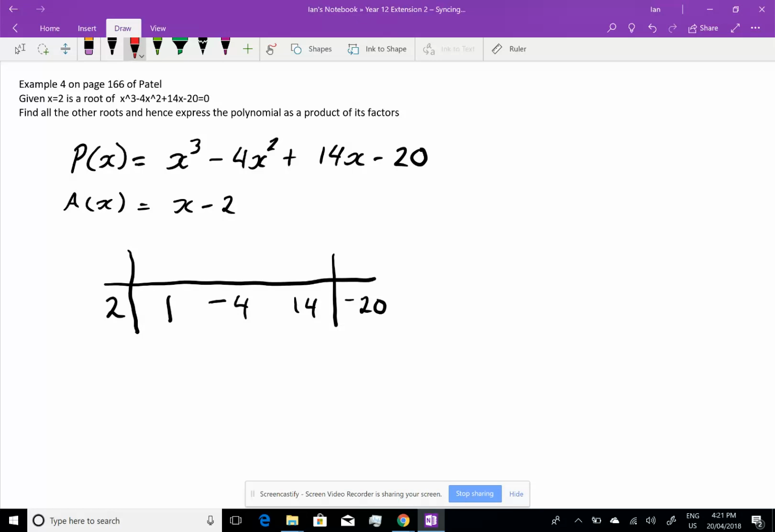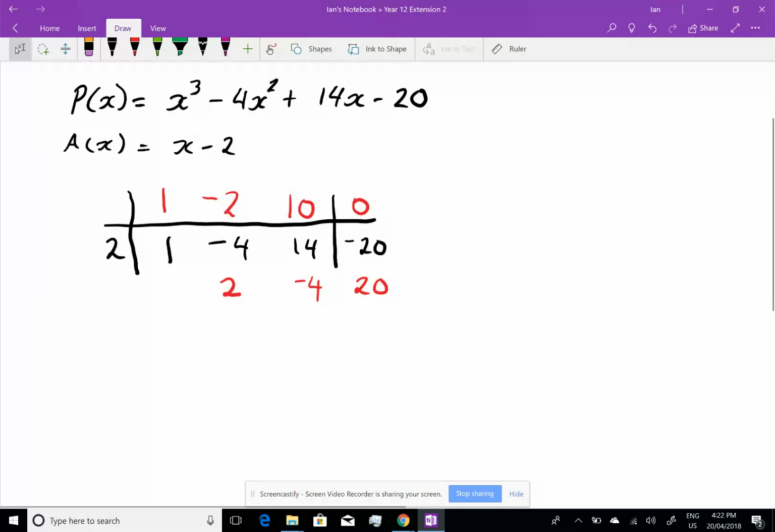Now remember the first coefficient is a 1, and I'm looking at this, which is the constant. It's a remainder. So 1 times 2 is 2. Add those two together and I'll get negative 2. Negative 2 times 2 is negative 4. Add those two together and I will get positive 10. 10 times 2 is 20. 20 plus negative 20 is 0. And that's what I wanted.